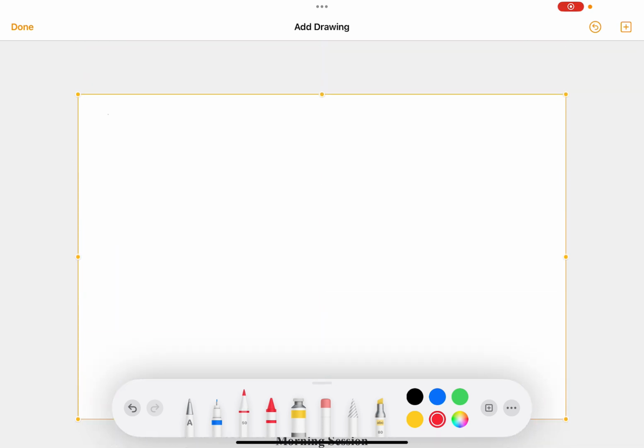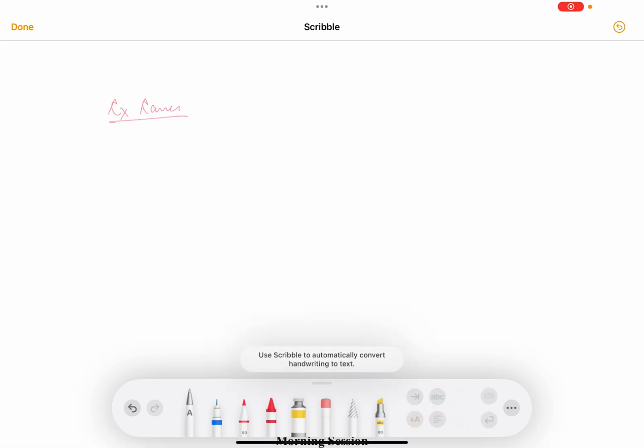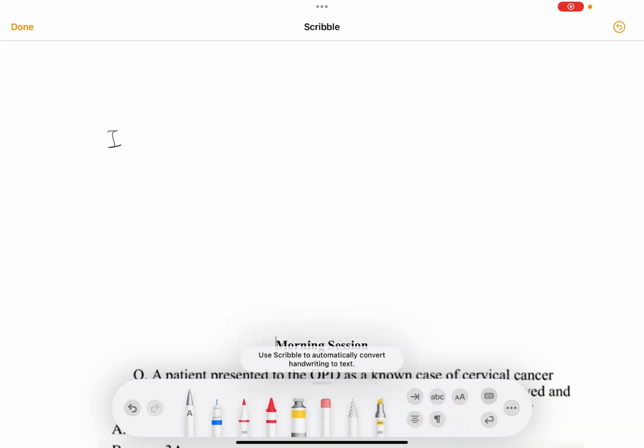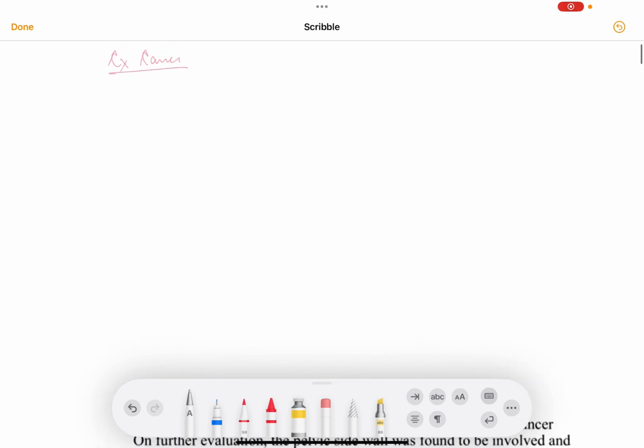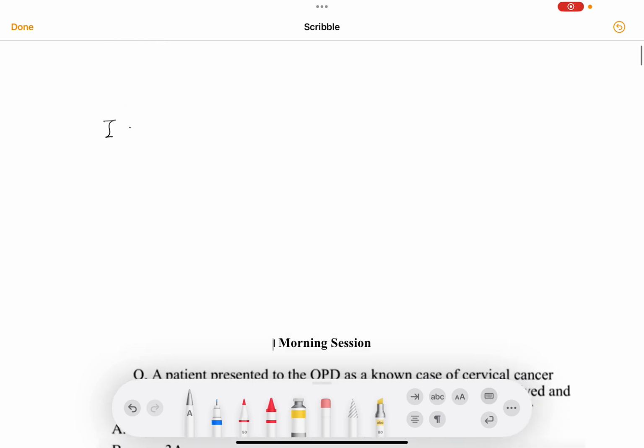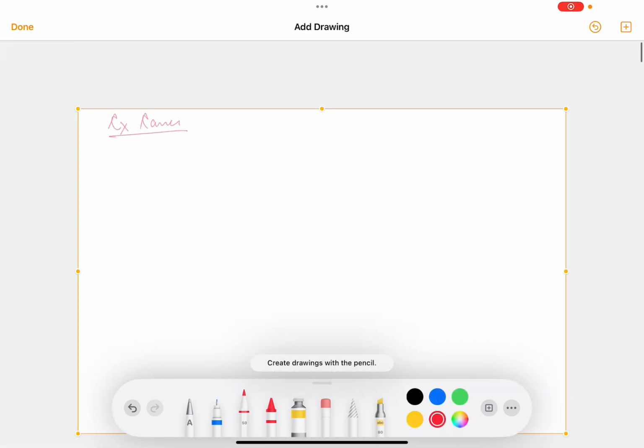So remember, if you go for cervical cancer staging, stage 1 is when the lesion is confined to the cervix. Confined to the cervix means it is in the cervix. Now in the cervix, it can be either stage 1A or stage 1B. Stage 1A, always remember, is microscopic.